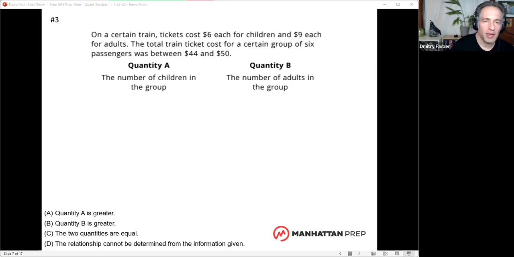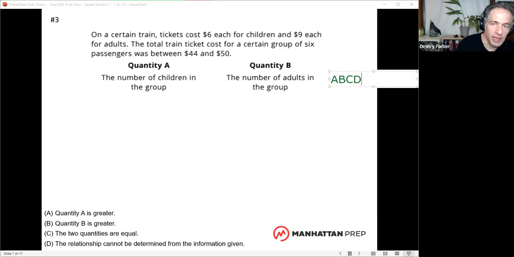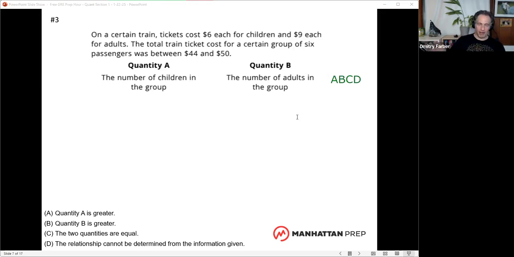Here's another one where I can't immediately cross out D because they said the train ticket cost was between 44 and 50. So the whole issue then is, does that prove, no matter where I am between 44 and 50, I could have more kids or I could have more adults? Or does it prove that one is bigger than the other? Does this limit, right? And this gets to the idea of weighted averages, which is one of the main things this is testing. So there's a couple ways I might think of this. First off, let me look at the extremes.